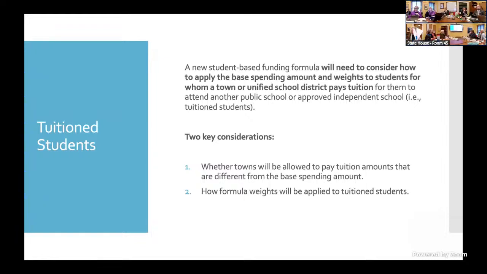So there are two key considerations here. And again, there may be more, but we are highlighting conditions that are directly relevant to how the updated estimates we developed are used. Okay, so I just want to be clear about the lane in which I'm working here. Okay. So with that lens, there are two things we got to think about. And that is whether towns will be allowed to pay tuition amounts that are different from the base spending amount. This question also applies to the question around excess spending that you talked about too. Okay, but I just want to talk about it for now in terms of towns that are tuitioning all or most of their students. Second thing we have to talk about is how formula weights will be applied to tuition students. And I want to break these two things down separately.